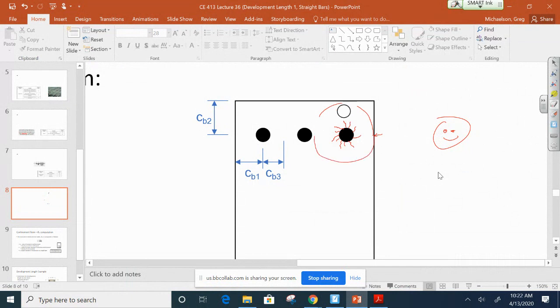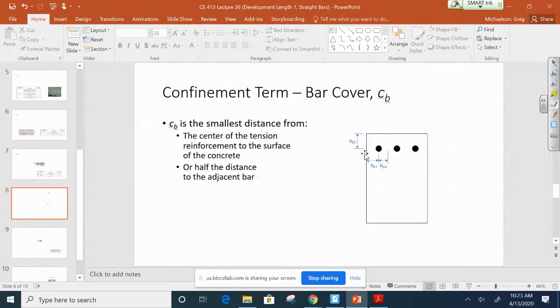So we say, okay, what's the closest surface? It's either this distance, and for simplicity we measure this to the center of the bar, or this distance, or we say it's halfway over to the next bar, because if this bar rips out like this, then this one will rip out like that, and so on and so forth. So we just check those 3 distances and take the smallest for cb. That's a pretty simple calculation.